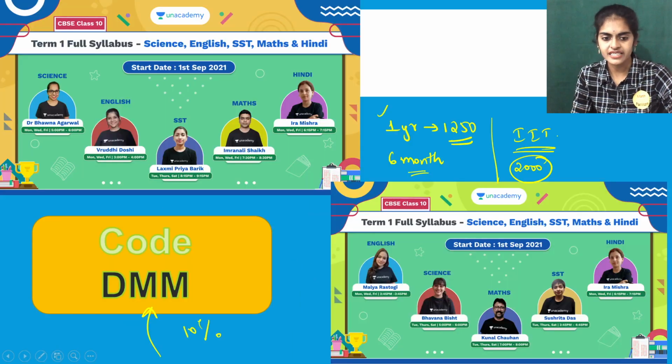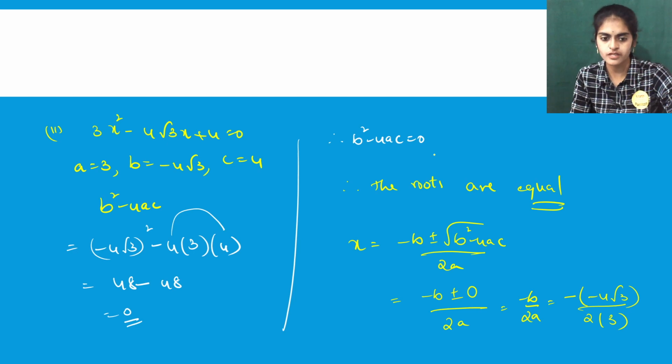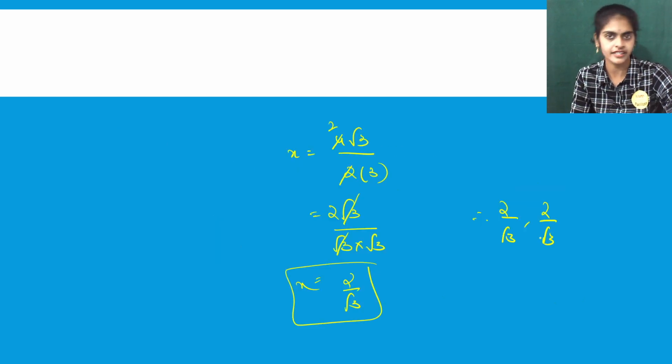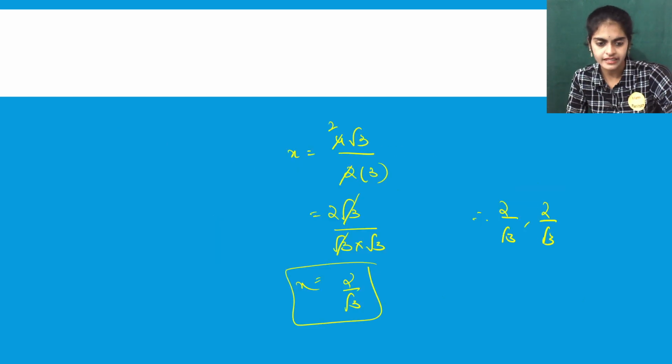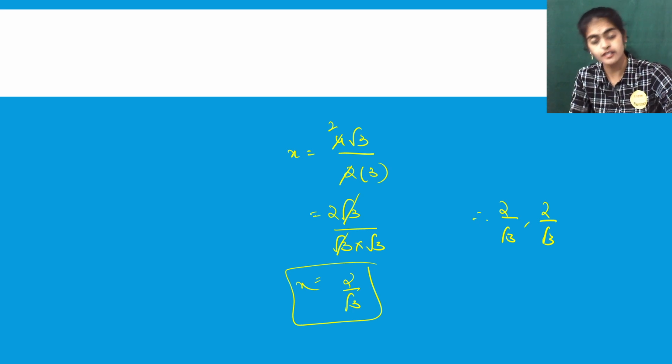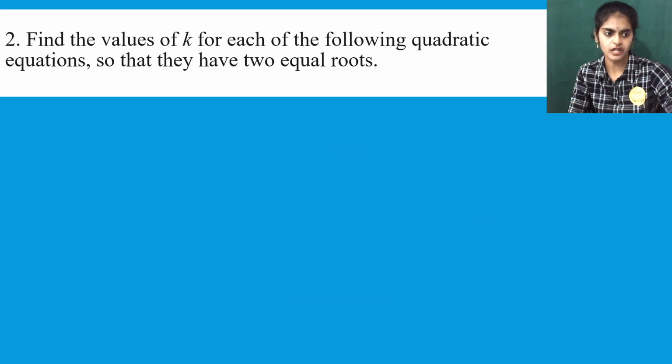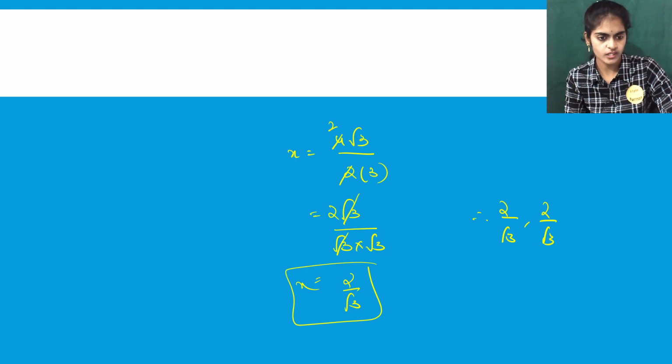So if you get discriminant less than 0, you will not find the roots. But if discriminant is equal to 0, you will find the root. It is equal and you will get a real root. If discriminant is greater than 0, you will get two different roots. So let us proceed to the next question.